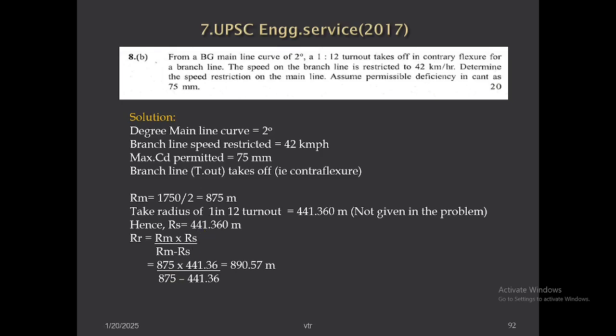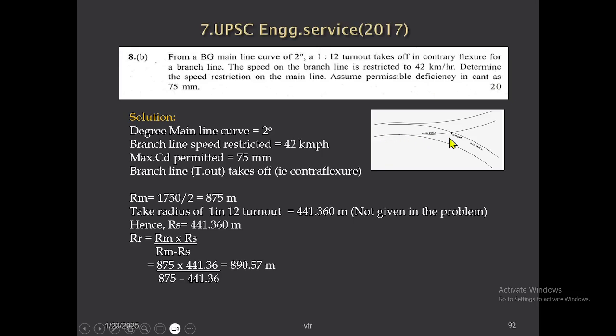Okay, when it is a contraflexure, normally this has already been discussed. Using the relation RM into RS divided by RM minus RS, we can find out the resultant radius. So substituting here, 890.57 will be the resultant radius of the turnout. So 875 is the radius of the main line, and 441 the radius of the straight turnout. And because of the flexure, the turnout side curvature also shifts towards the main line curve, and because it becomes flatter, the resultant becomes 890.57 meter. Okay.